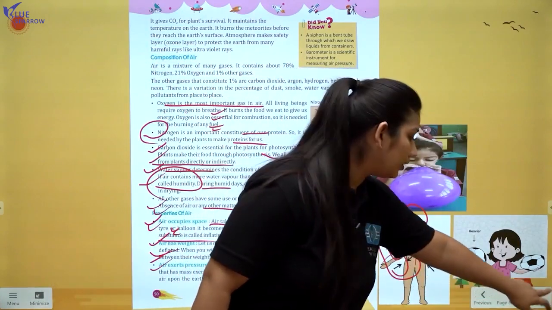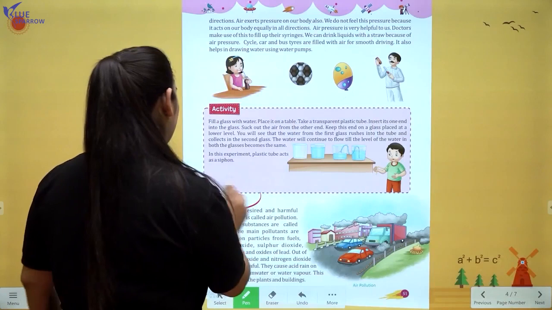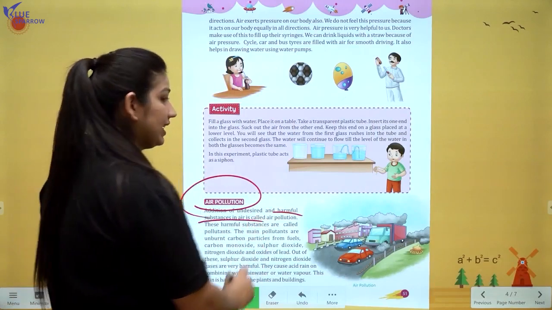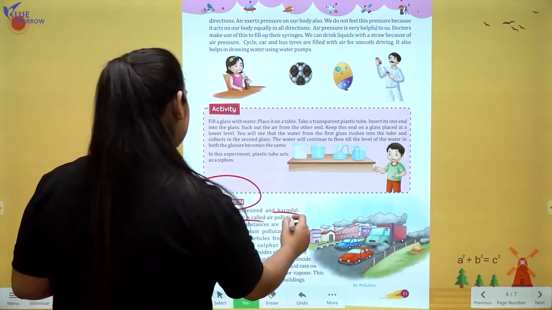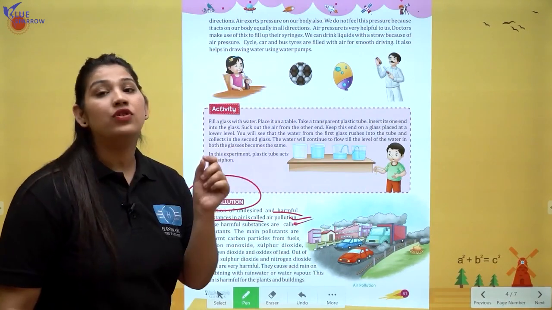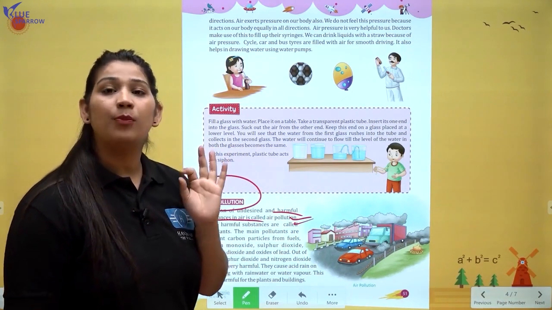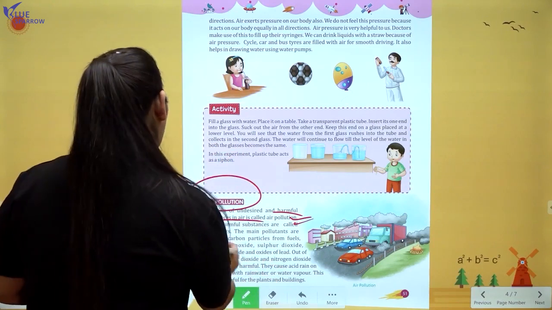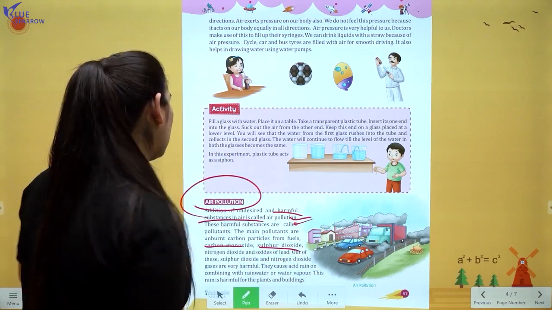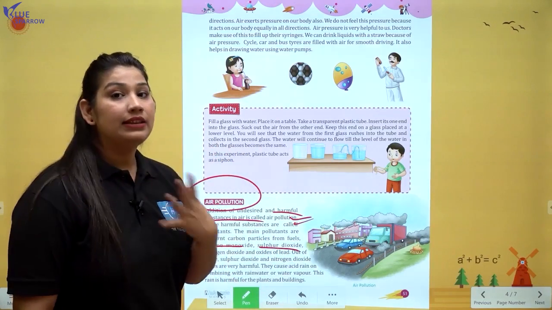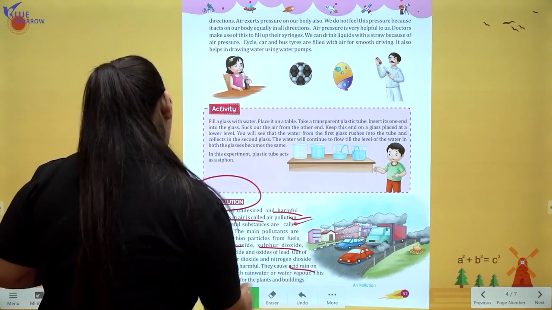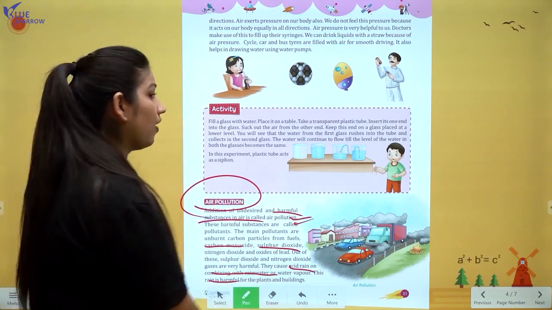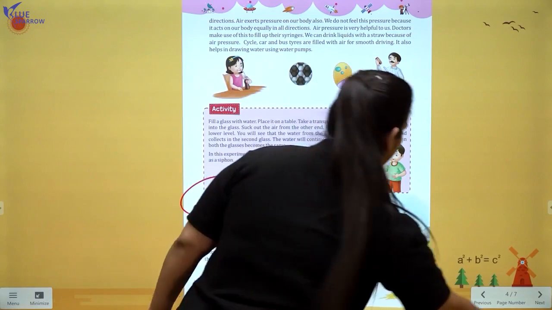Let us go forward and understand air pollution. Addition of undesired and harmful substances in air is called as air pollution. The harmful substances are called as pollutants. The main pollutants of air are carbon monoxide, sulfur dioxide, etc. They cause acid rain on combining with rainwater or water vapor. This rain is harmful for plants, buildings, etc.